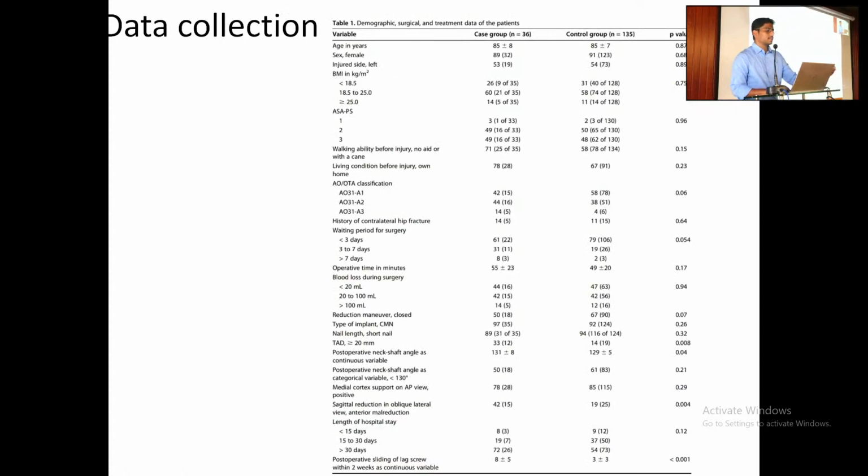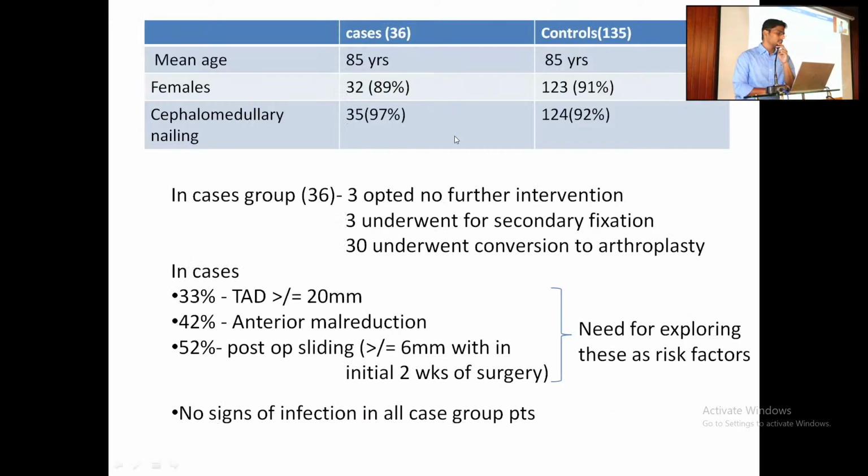Once they have taken cases and controls, they started collecting the data from the documents available in the respective hospitals, like age, sex, preoperative condition, lifestyle, everything. So the summary of the table goes like this. In cases, the mean age is about 85 years, and in controls it is 85 years again. Mean age is 85.